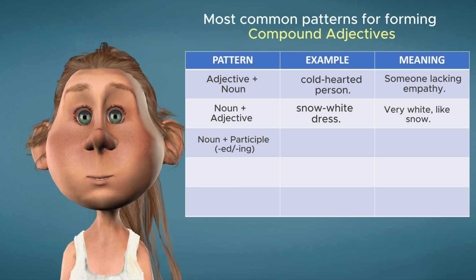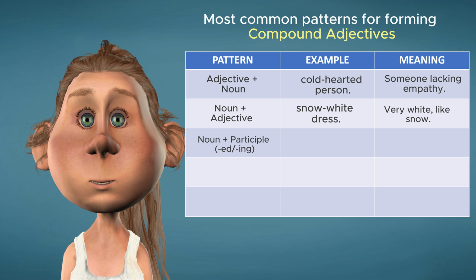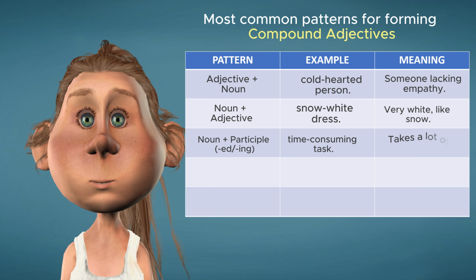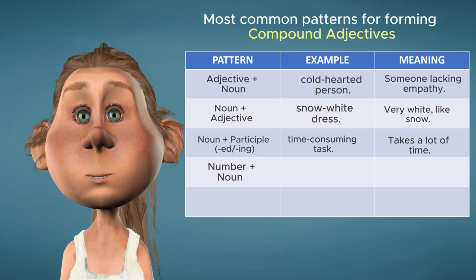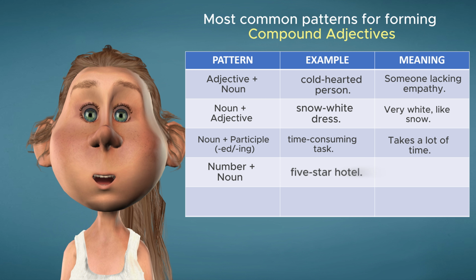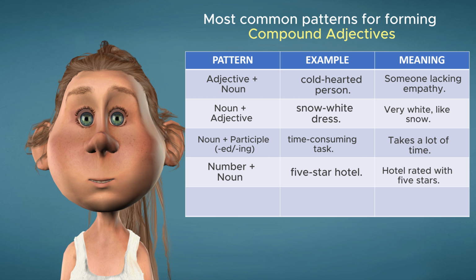Noun plus participle, ed or ing. Example: time-consuming task, meaning takes a lot of time. Number plus noun. Example: 5-star hotel, meaning hotel rated with 5 stars.